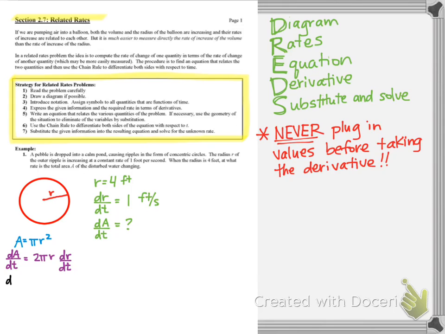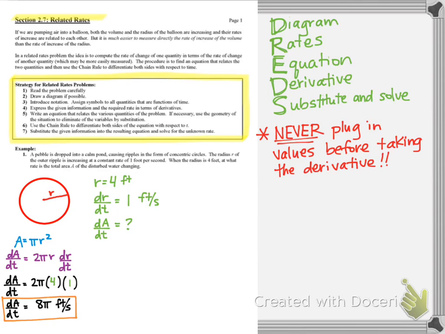Now that I've taken the derivative, I will substitute the values that I have and solve for the unknown. So I know that the radius is 4, so I will plug in 4 for r. I know dr/dt is 1, so I will plug in 1 for dr/dt. I can simplify and solve for the unknown, and I get that dA/dt is 8 pi feet per second. That is my final answer.